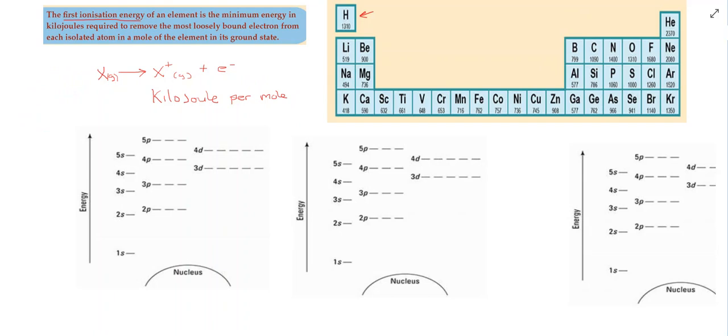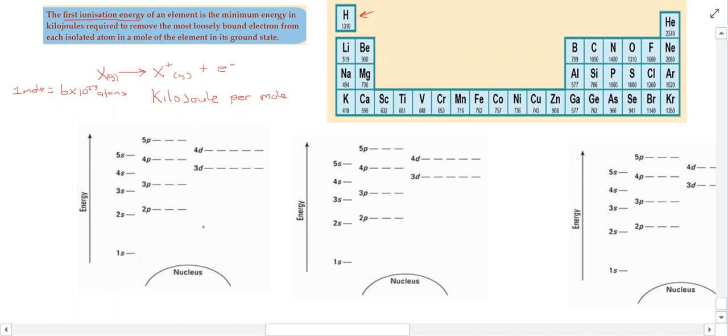And just to remember as well, 1 mole is equal to 6 multiplied by 10 to the power of 23 atoms. So if you have 6 multiplied by 10 to the power of 23 atoms of hydrogen, it will take 1310 kilojoules of energy to take off its 1 electron that it has.